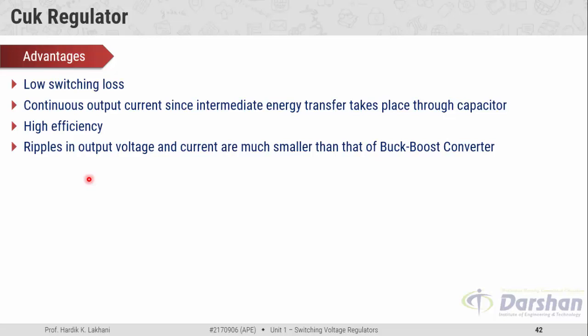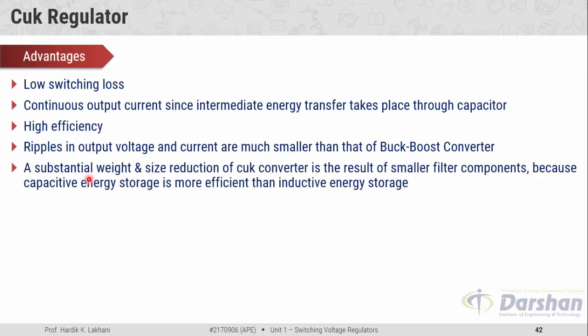Ripples in output voltage and current are much smaller than that of the buck boost regulator. Because an inductor is present at the input side as well as at the output side, the ripples in input current as well as in the output current would be less. A substantial weight and size reduction of the converter is the result of the smaller filter components, because capacitive energy storage is more efficient than inductive energy storage.